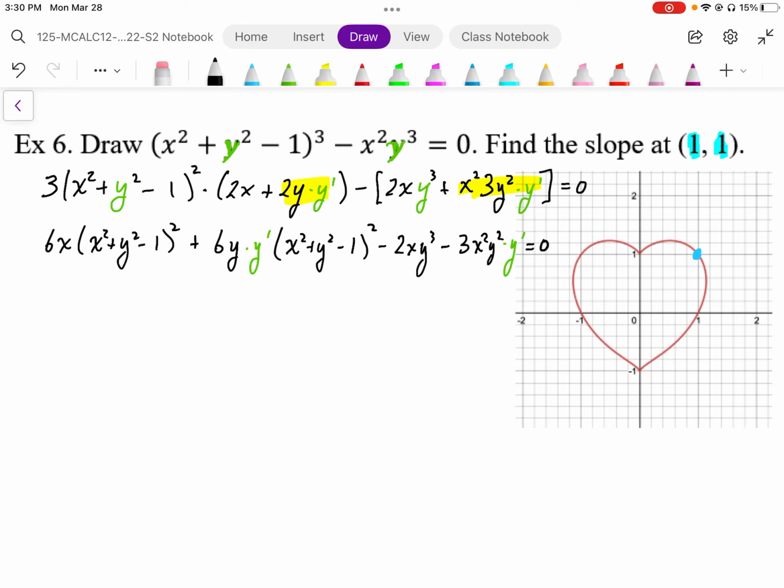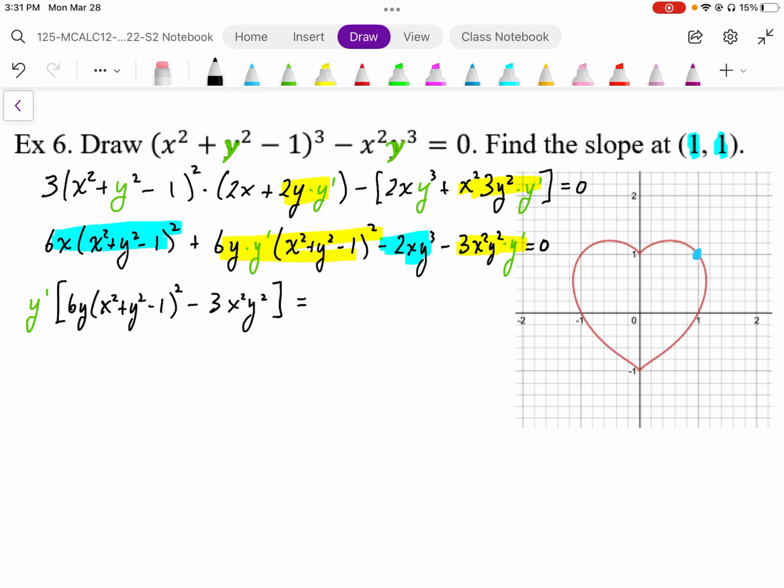So what we want to do is group some of these terms together. I'm going to take this piece here and this piece here. They're going to go together, and the y prime terms are going to go together. So I'm just going to start with the y prime and factor that out. I'm going to end up with y prime times 6y (x squared plus y squared minus 1) squared. And then minus, I'm going to group together this term here. So these parts are all going to go together. So this becomes minus 3x squared y squared. So I factored out the y prime out of those terms and I've grouped them together.